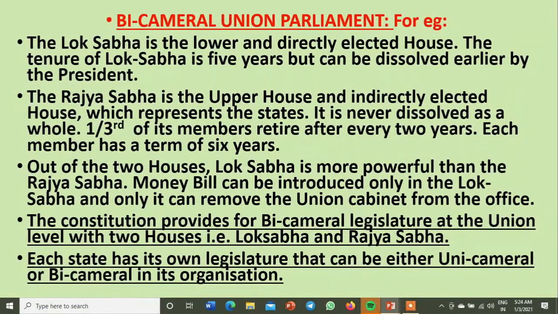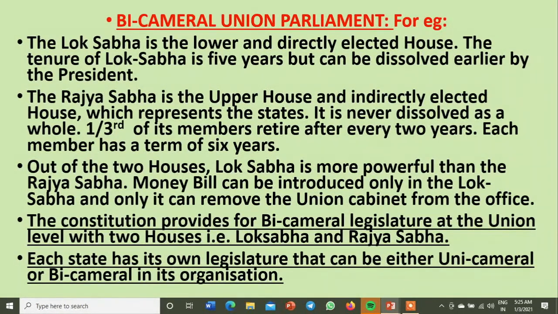Students, I think you must have understood from the word bicameral. Bi means two. As you know, uni means one and bi means two. Now, the Lok Sabha is the lower house and a directly elected house. You know, after every 5 years, we all adult voters cast our vote. So this house is a directly elected house and this is the lower house. The tenure of Lok Sabha is 5 years but it can be dissolved earlier by the president if the ruling party loses a majority. The president can dissolve it earlier also.